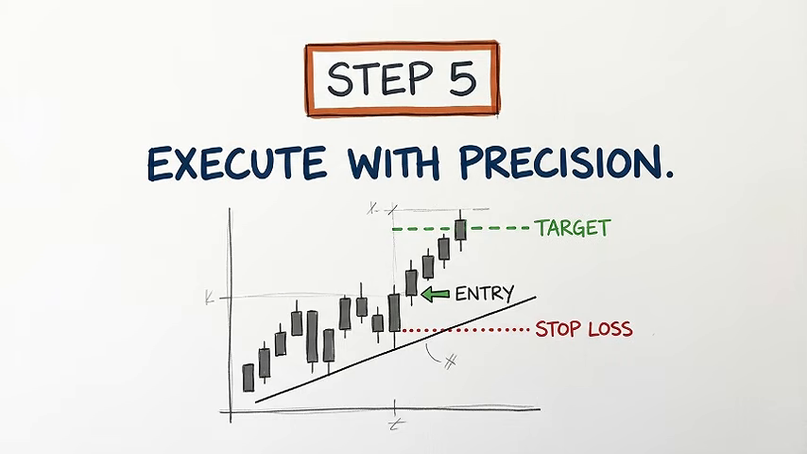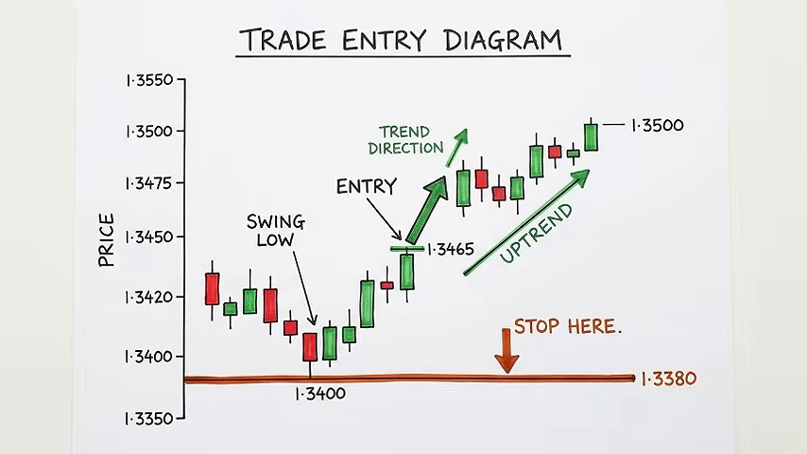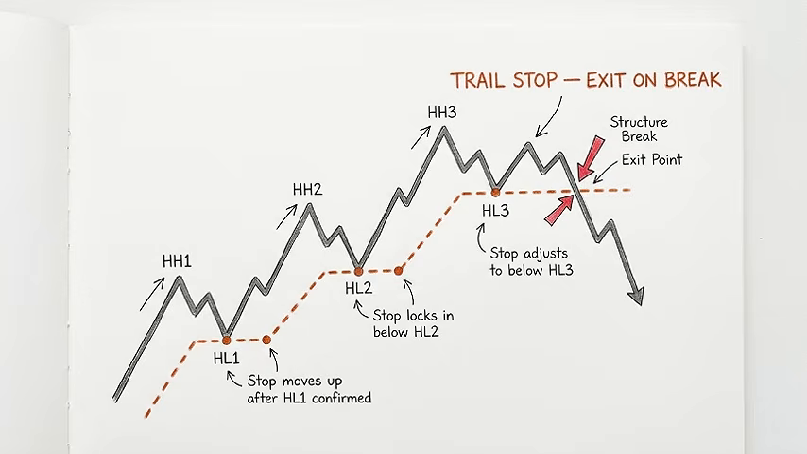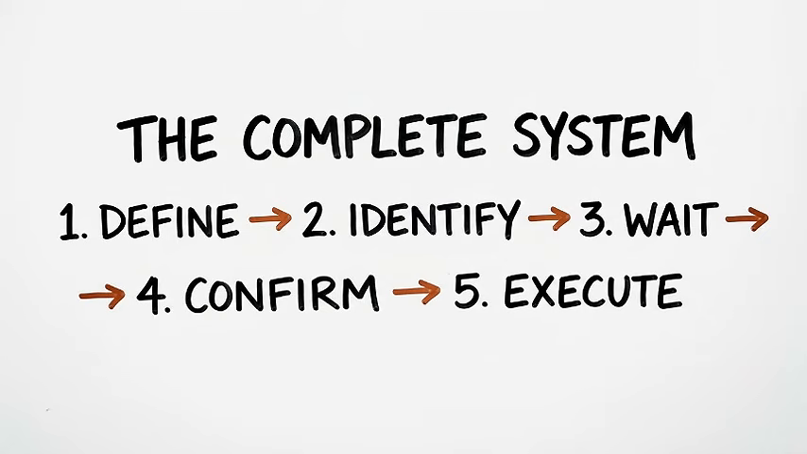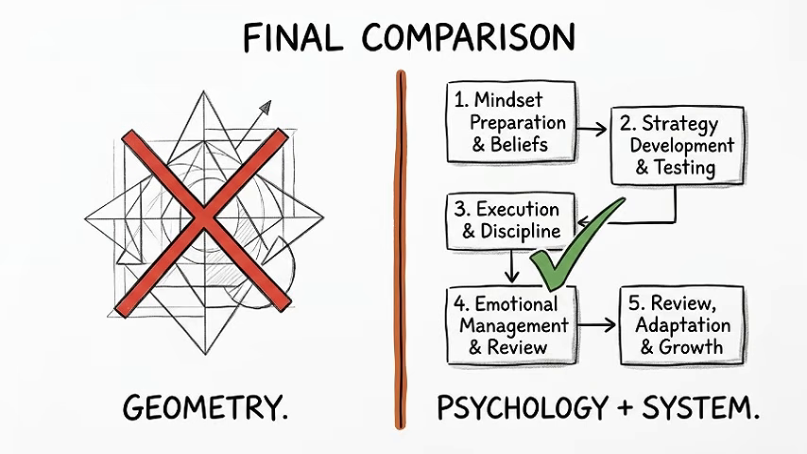Step 5. Execute with precision. Enter in the direction of the primary trend. Place your stop below the most recent significant swing low in an uptrend. Trail your stop as the trend creates new, higher swing lows. Exit when structure breaks on a closing basis with displacement. 5 steps. Define, identify, wait, confirm, execute. That is Dow Theory applied not as geometry, but as a complete, systematic, replicable approach to reading any market.